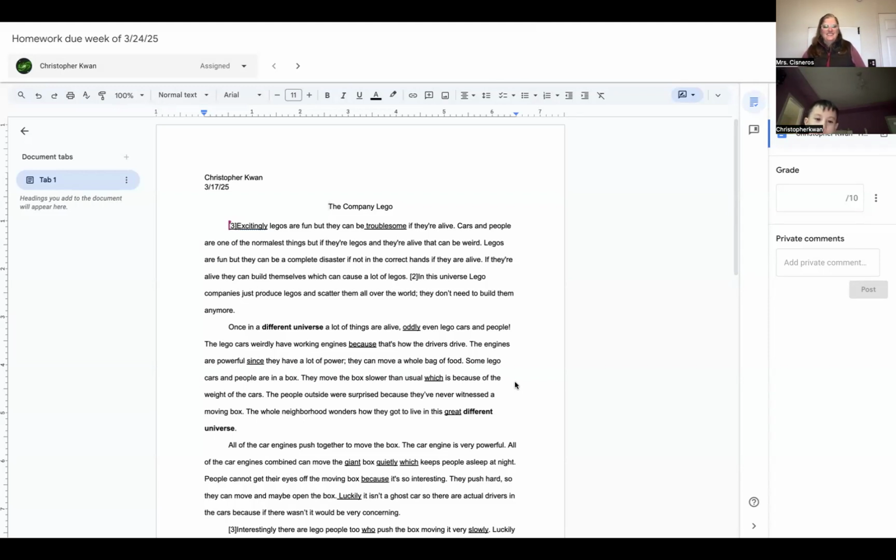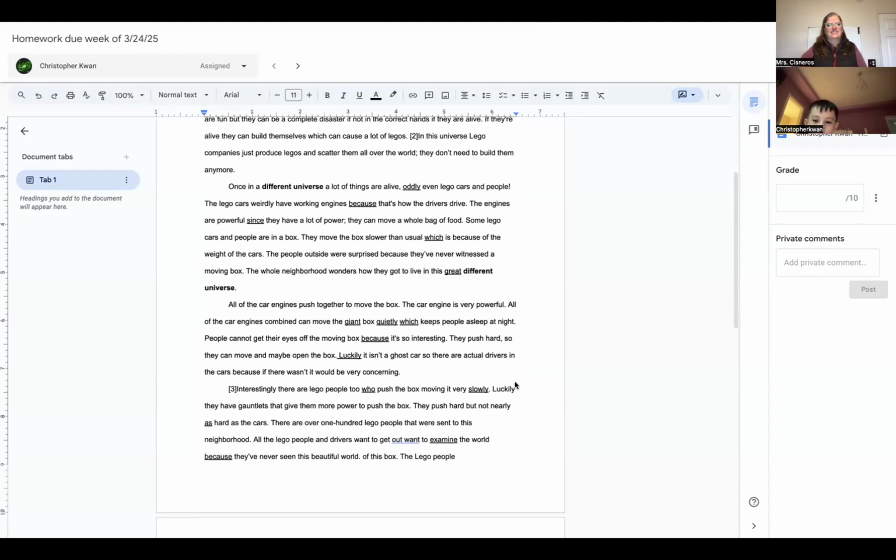Once in a different universe, a lot of things are alive. Oddly, even Lego cars and people. The Lego cars weirdly have walking engines because that's how the drivers drive. The engines are powerful since they have a lot of power. They can move a whole bag of food. Some Lego cars and people are in a box. They move the box slower than usual, which is because of the weight of the cars. The people outside were surprised because they've never witnessed a moving box.